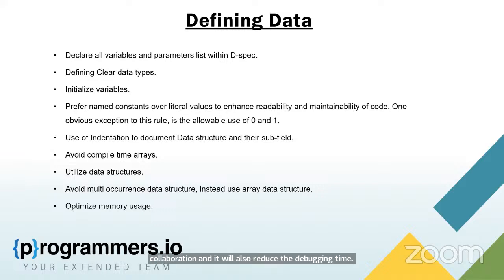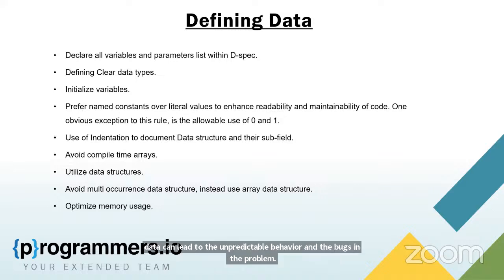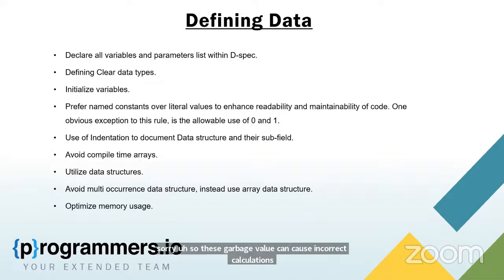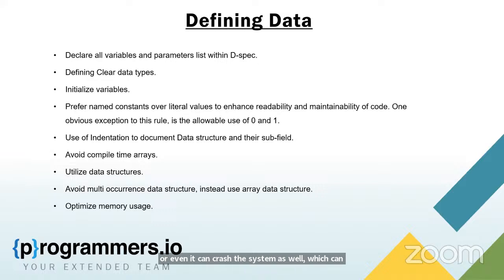Third one is initializing the variables. Initialization of the variables is equally important because if variables are not initialized, they may hold garbage values. Because they may hold garbage values, that random data can lead to unpredictable behavior and bugs in the program. So these garbage values can cause incorrect calculations, unexpected results, or even crash the system as well, which can significantly impact the reliability of our application.